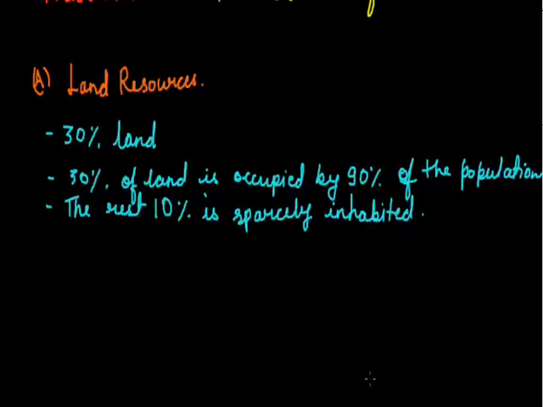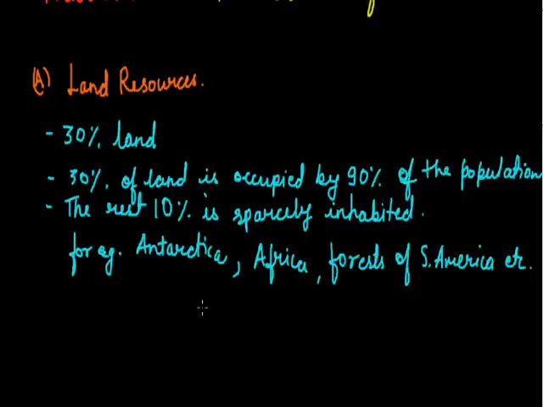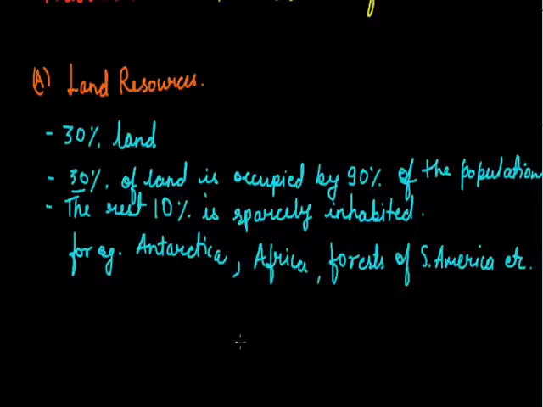So areas like Antarctica, Africa, forests of South America, etc. are regions where life is not so easy. So people do not prefer to live in these regions. That is why the 30% of the total land available on the earth is where people actually live.